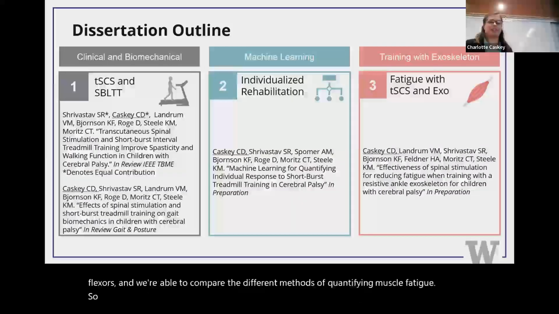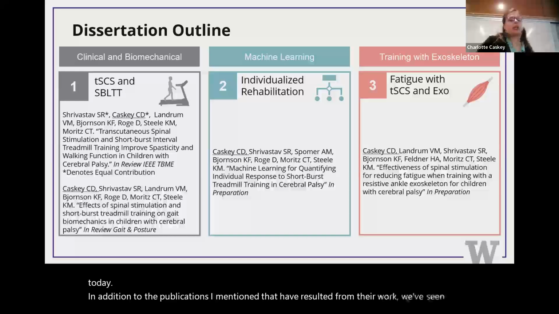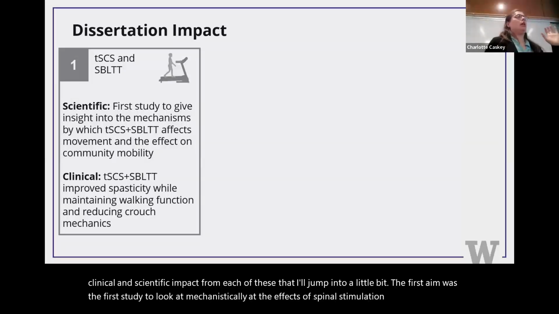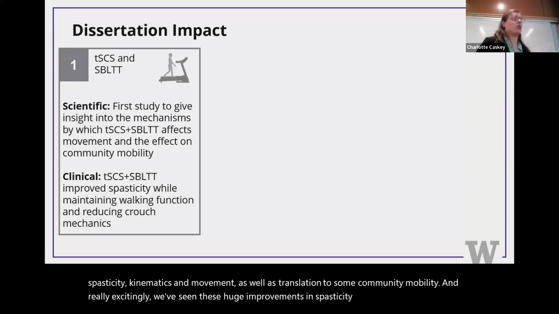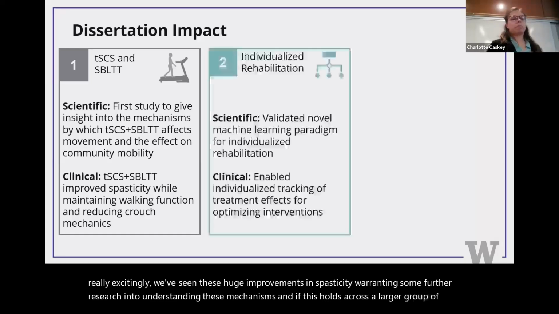So this brings me back to the dissertation outline, the 3 aims I've talked about today. In addition to the publications I mentioned that have resulted from their work, we've seen some clinical and scientific impact from each of these that I'll jump into a little bit. The first aim was the first study to look mechanistically at the effects of spinal stimulation across spasticity, kinematics, and movement, as well as translation to some community mobility. And really excitingly, we've seen these huge improvements in spasticity, warranting some further research into understanding these mechanisms and if this holds across a larger group of individuals.